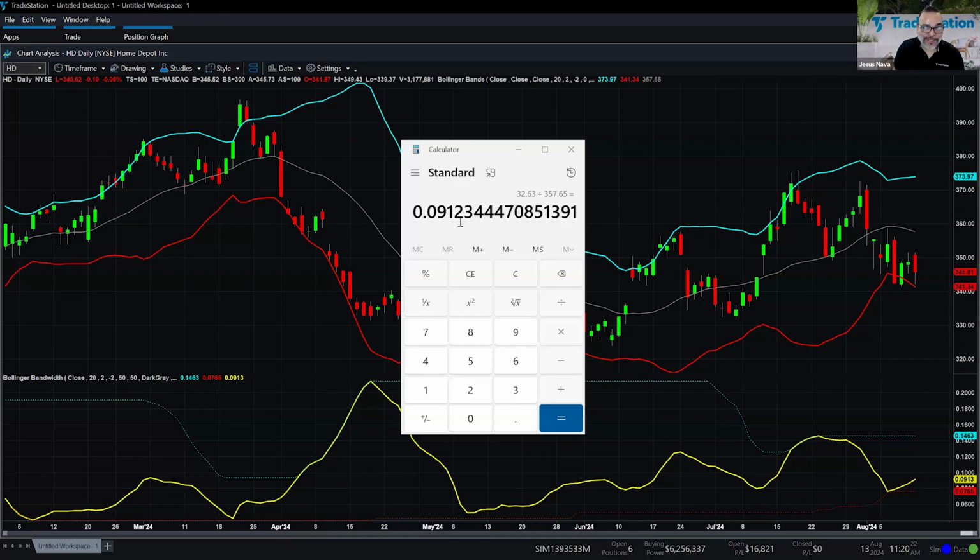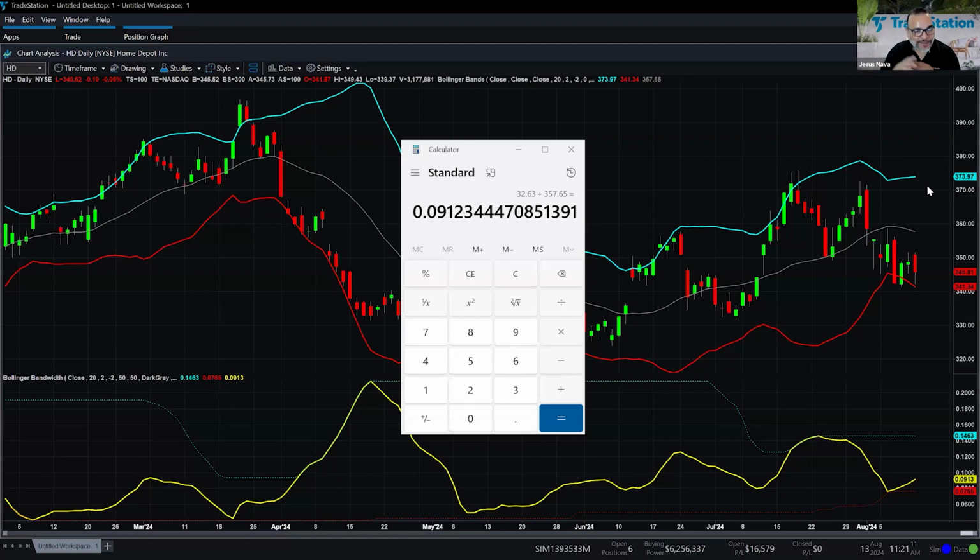So notice how simple the calculation is. It's just the difference between the two bands. That value then is divided by the midline, and it gives us the yellow line. It can be read as a percentage too. So that 0.09 is actually 9%. 9% of what? Well, it means that the difference between the upper and the lower band represents 9% of the value of Home Depot, of whatever the value of that is, which is $357. So the width is just 9% of that value.